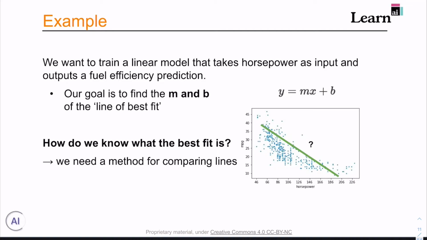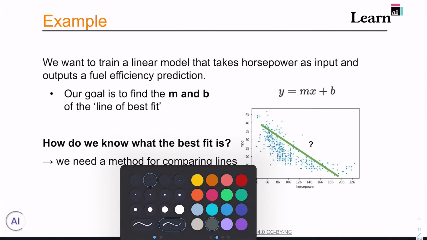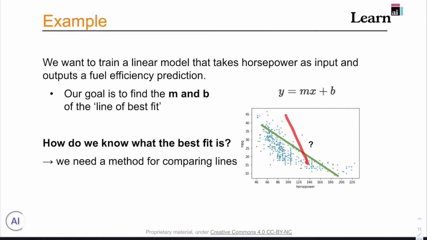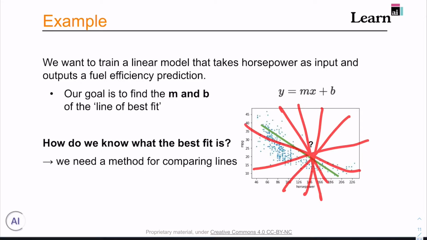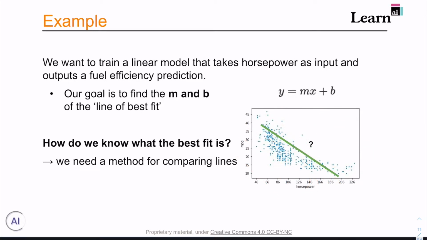Well, first we need a method for comparing lines, right? There's an infinite number of lines we could draw over this. You can imagine a big circle that you could draw lines around, and then they're shifted down. You could draw an infinite number of lines in this 2D space, and we need a way to compare between them.